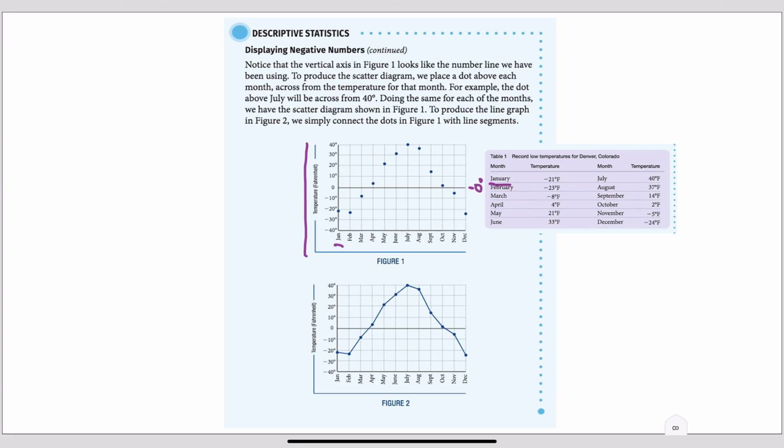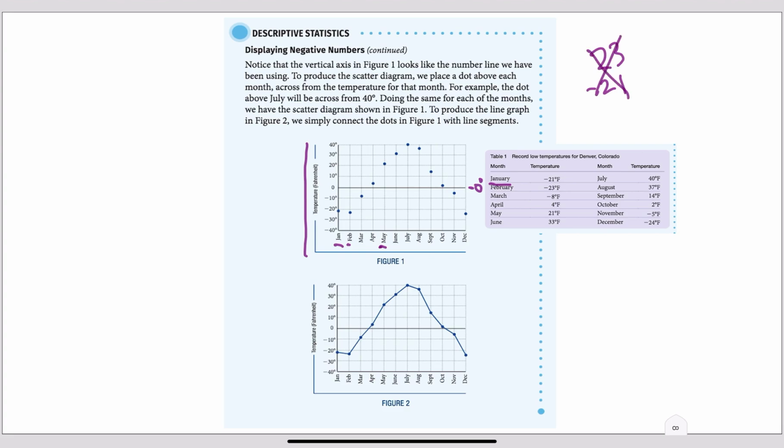They want us to understand what the difference is between the low temperature in February and the low temperature in May. What is the difference between the low in February and the low in May? In February, the low was negative 23, and in May, it was 21 degrees. So what's the difference there? How can we figure this out? Should I say that's 23 minus 21?